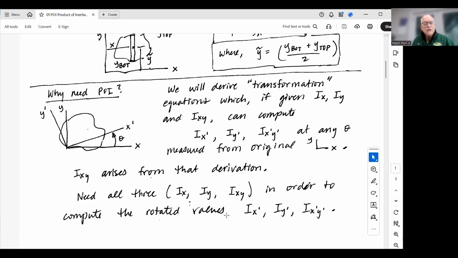So in other words, to calculate I at rotated axes, or to calculate I min and I max for a given area, you need all three. You need IX, you need IY, and you need IXY in order to get the rotated values and in order to get the principal values, in other words, the I max and the I min. So we need it. We need IXY.